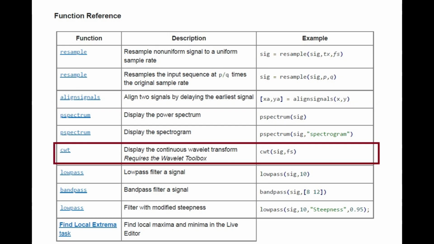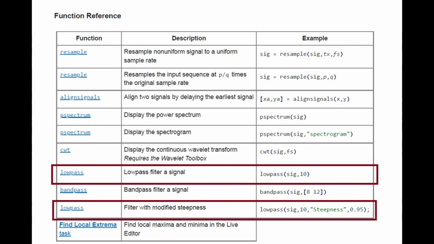4. CWT, continuous wavelet transform. Function: displays the continuous wavelet transform of the signal. Example: cwt(sig, fs). Explanation: the wavelet transform analyzes the signal at different scales, making it useful for time-frequency analysis. It requires the Wavelet Toolbox in MATLAB.